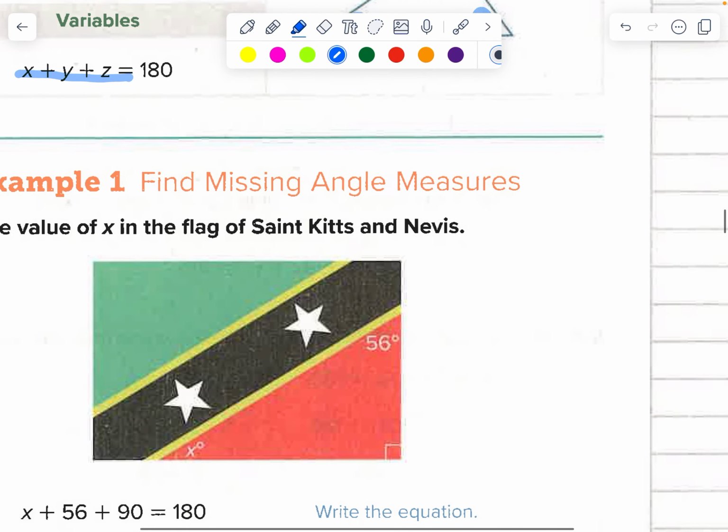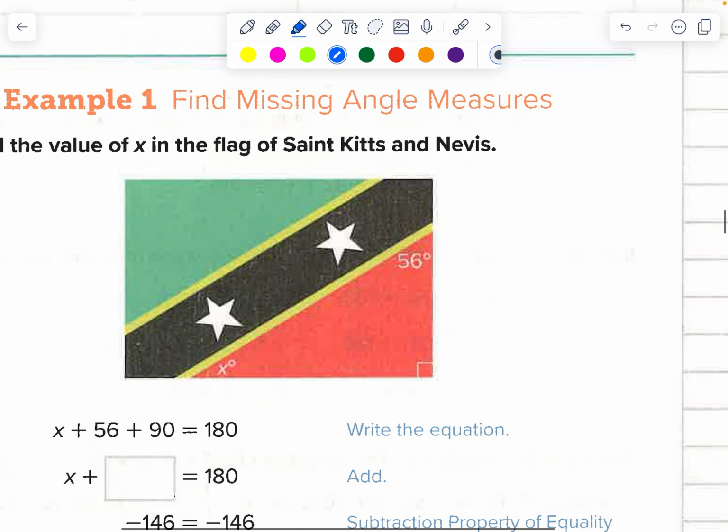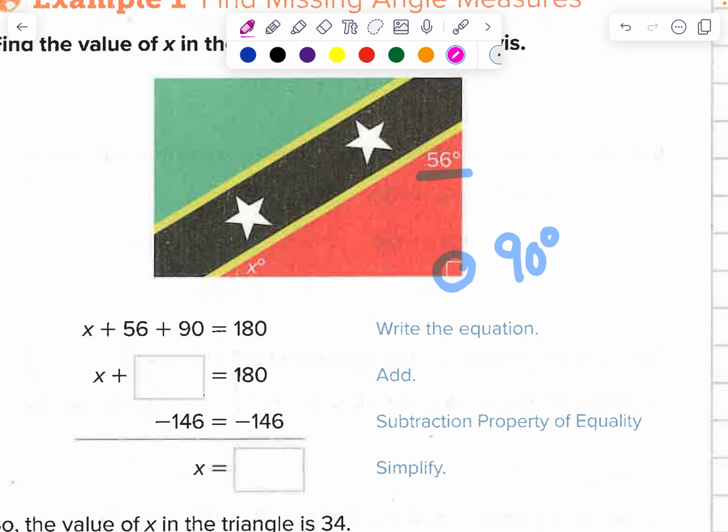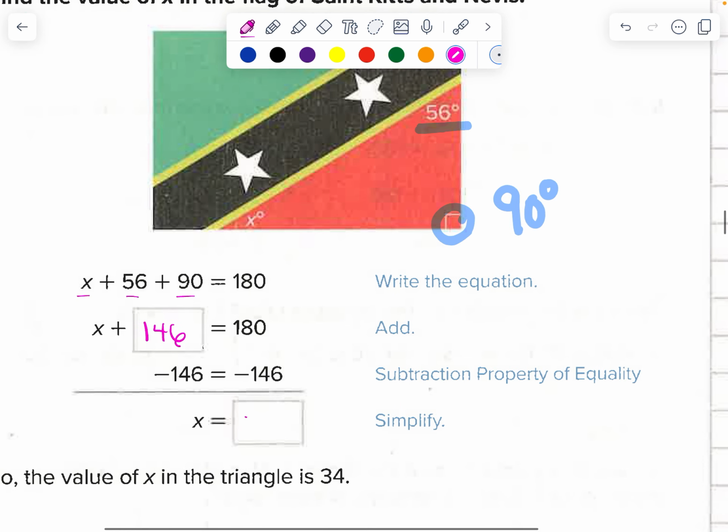Okay, so if I'm looking at this right here, let's remember that this angle right here, when it has that, is 90 degrees automatically. So we've been given 90 degrees and we've been given 56 degrees. So if I add those 3 up, x, 56, and 90, it should equal 180 degrees. So if I add that together, I get 146. I subtract 146 from both sides, and I get that x is 34 degrees.